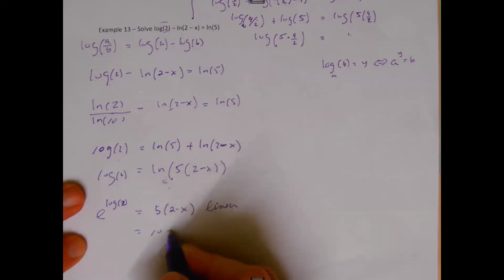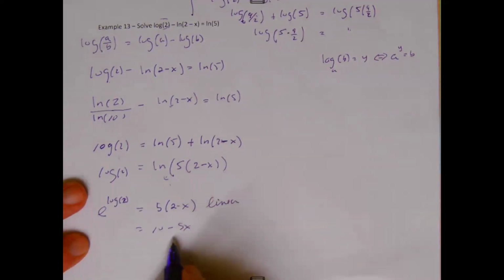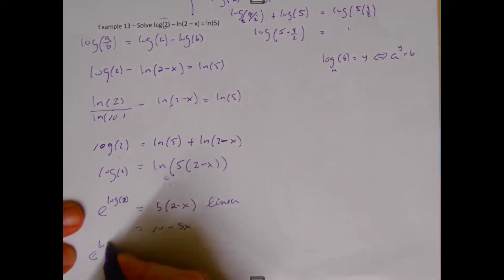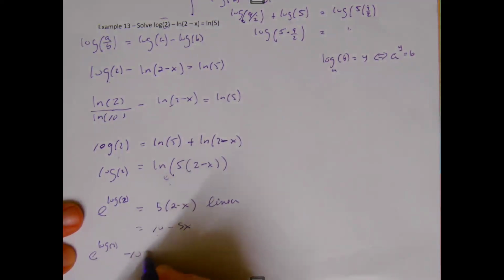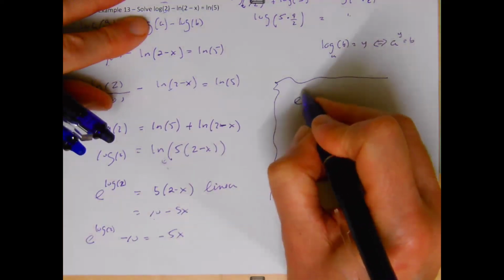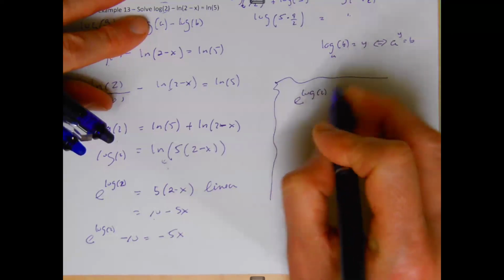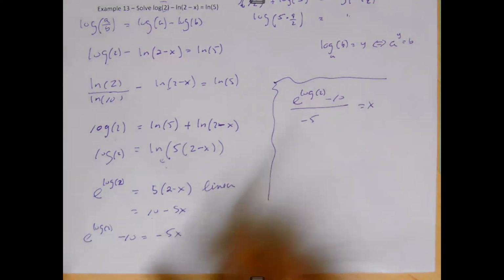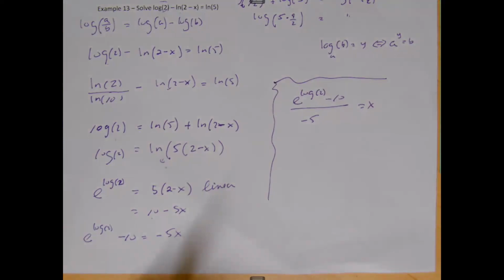So 5 times 2 is 10. 5 times x is 5x. Okay. Subtract 10 from both sides. Divide by 5, -5, both sides. And there you have it. This is the exact answer. Okay. So that's the exact answer.